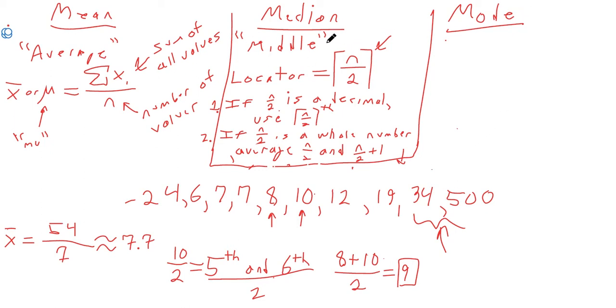Now, those are 2 measures of center. There's a third one called a mode. And the mode represents the most repeated.